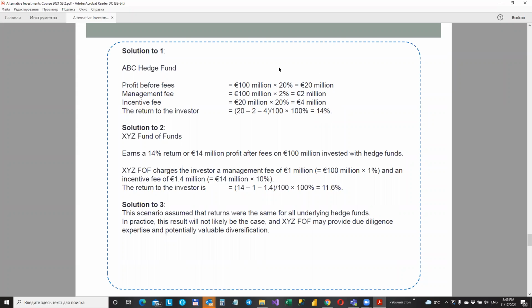You see that the investment in a fund directly led us to a return of 13%. Investment via fund of funds leads to a lower return of 11.6. Why should an investor consider investing in a fund of funds but not in ABC? Yes, you already answered in a quiz, because it provides more due diligence, more expertise, and provides greater diversification and access.